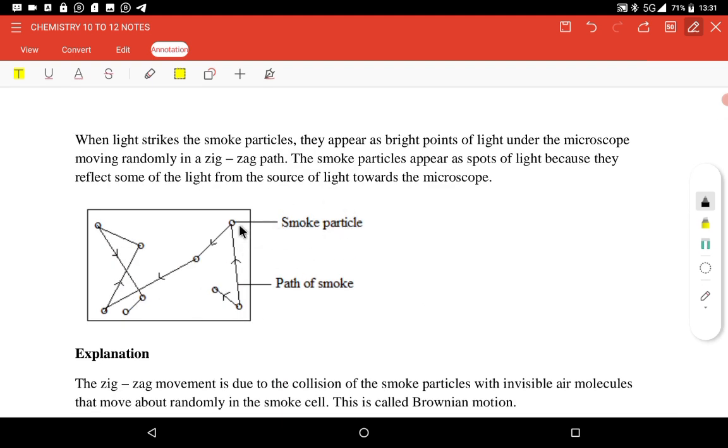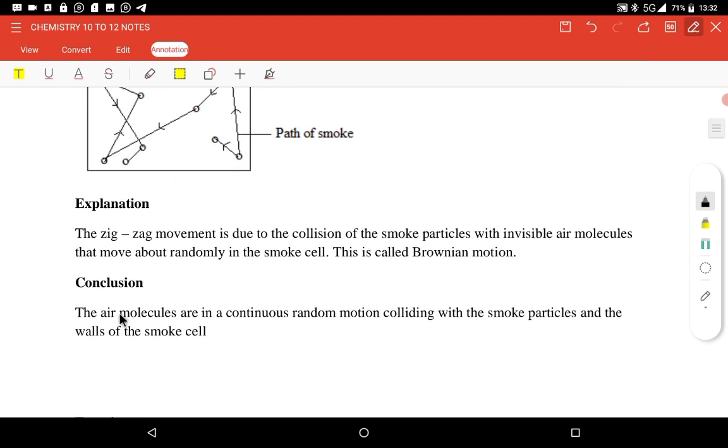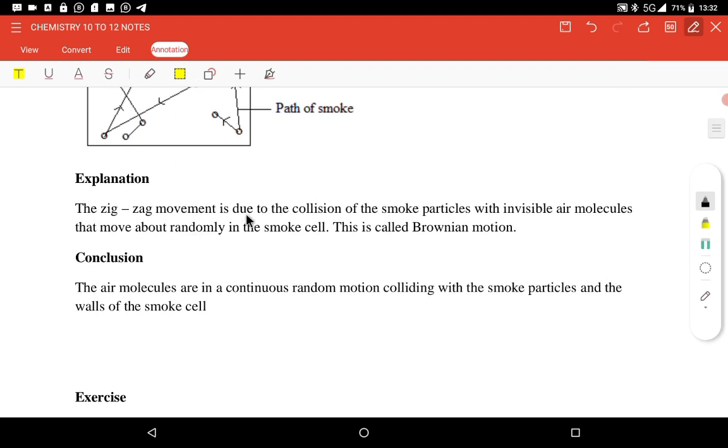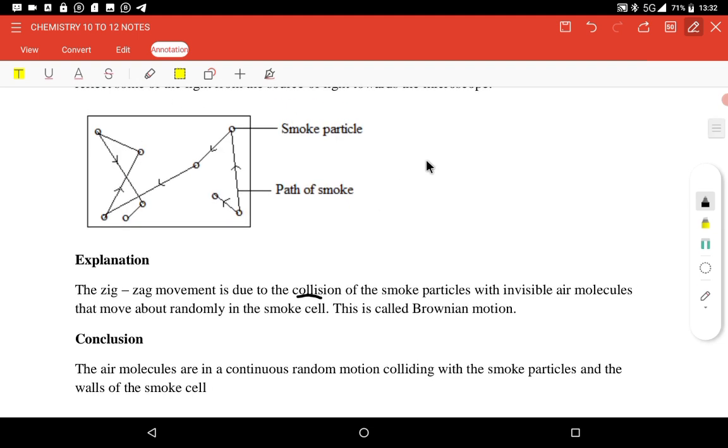So the smoke particles were moving in all directions like that. Now his explanation was that the zigzag movement is due to collision. What is collision? If you have one smoke particle here, one here, one here, and one here, when this one is moving, it can bump into this particle, and once it bumps into this particle, it can be deflected in another direction.